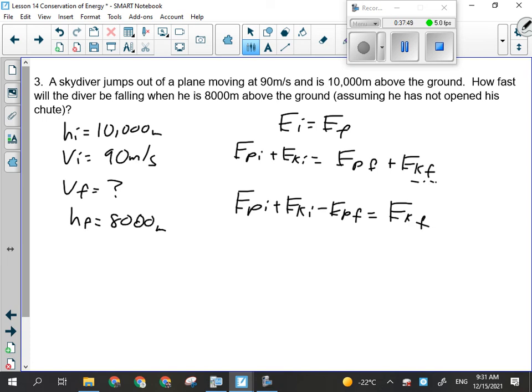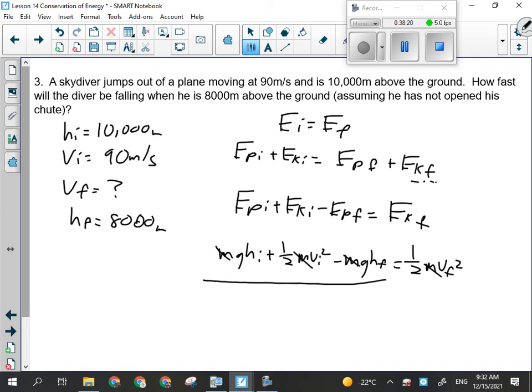Now we can put in our formulas. So M times G times H initial plus 1/2 MV initial squared minus M times G times H final equals 1/2 MV final squared. All right, so now we've got all our formulas in. Didn't tell us the mass of the skydiver. It's irrelevant anyway, so I take that out. I just need to get VF by itself and not squared. So what do I do? Square root. Before I square root, divide by 1/2. And then square root.